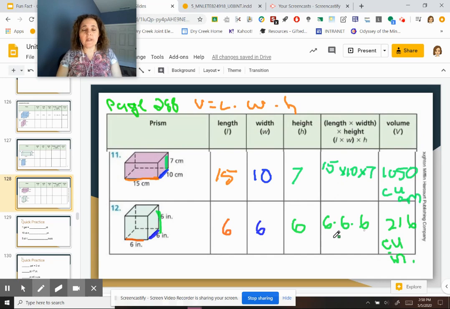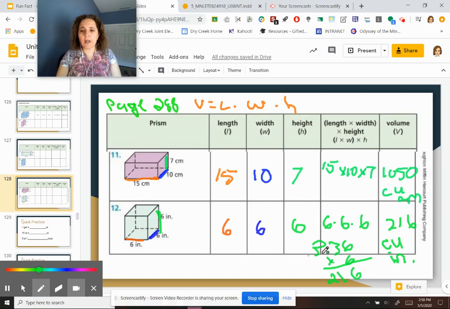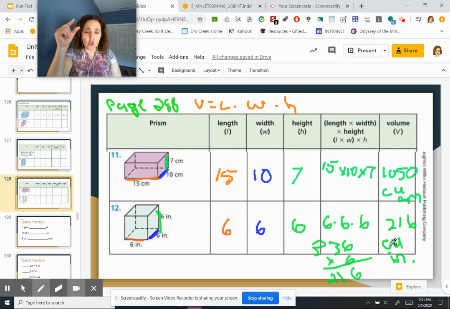So if we're to do this, 6 times 6 is 36, and then 36 times 6, which is 6 times 6 is 36. Carry my 3. 6 times 3 is 18, plus 3 is 21, so 216 cubic inches. So it would take 216 cubes that are an inch by inch by inch to fill this up. Okay? All right, so that's it for today's math lesson.